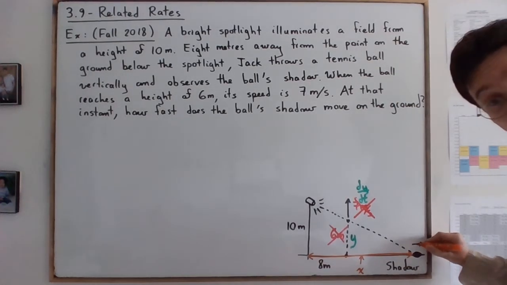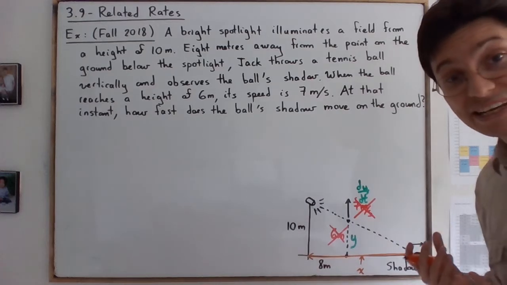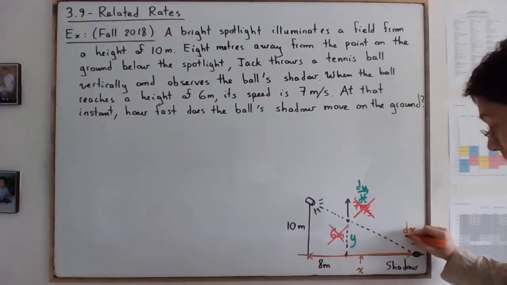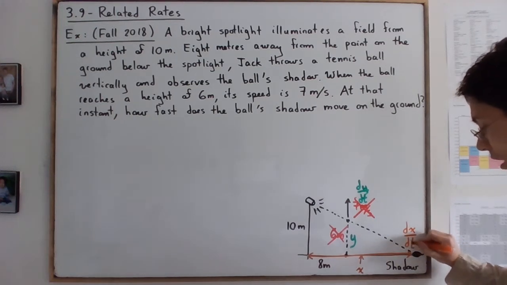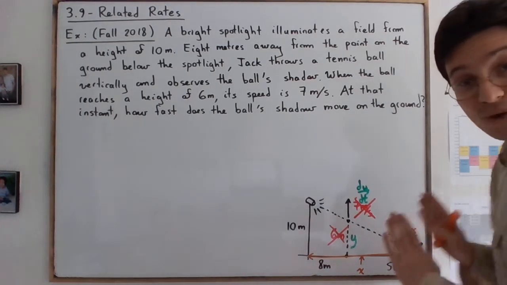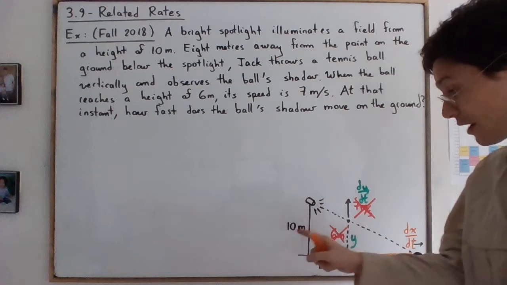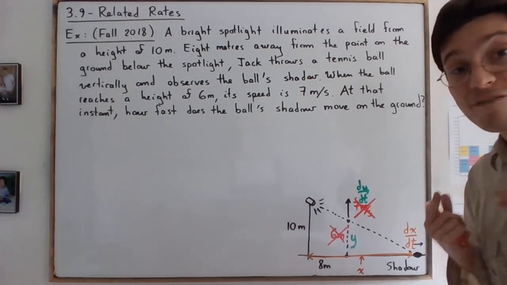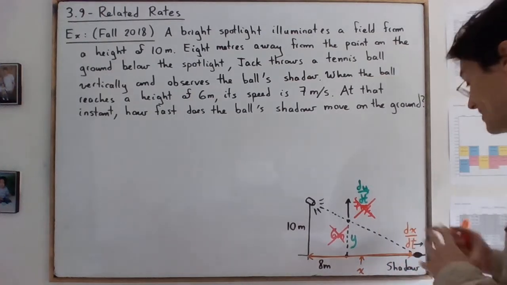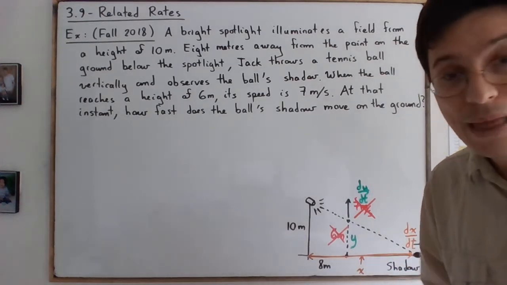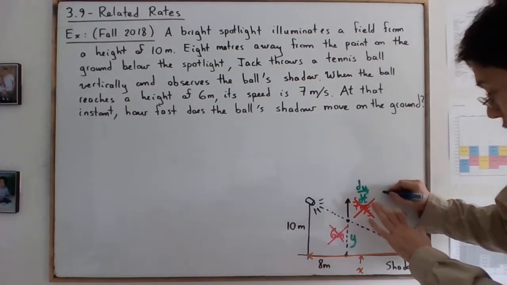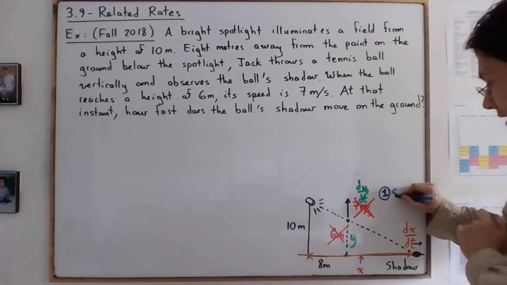And this arrow over here, which represents the velocity of the shadow, the speed of the shadow, we're going to call dx over dt. And this is what we are looking for. So the most important thing is to have a proper setup. What are constants? You write them with numbers. What are variables? You write them with y and dy over dt, x and dx over dt. Now what we want to do is find a relationship. By the way, this is step number 1: set up.